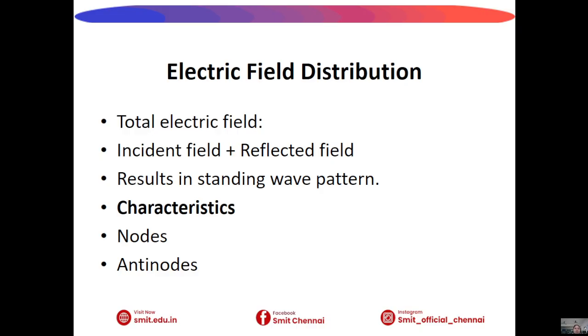Next, we see the electric field distribution. The incident and reflected electric fields combine to form the total electric field. At some locations, the fields reinforce each other, while at other locations, they cancel each other. This results in alternating regions of maximum and minimum field intensity. The resulting pattern is called the standing wave pattern.